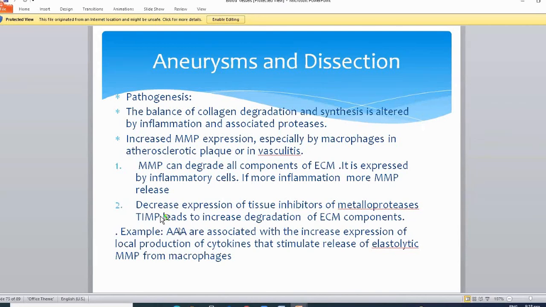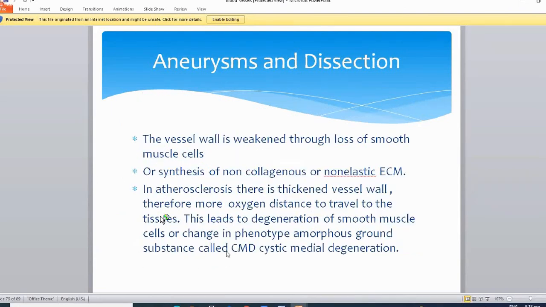Examples are abdominal aortic aneurysms associated with increased expression of local proinflammatory cytokines that stimulate the release of elastolytic MMP from macrophages. The vessel wall is weakened through loss of smooth muscle cells, either through that phenomenon or through synthesis of non-collagenous or non-elastic ECM.